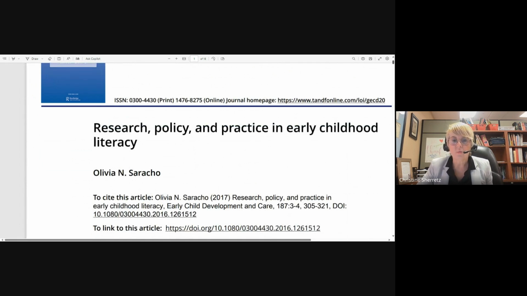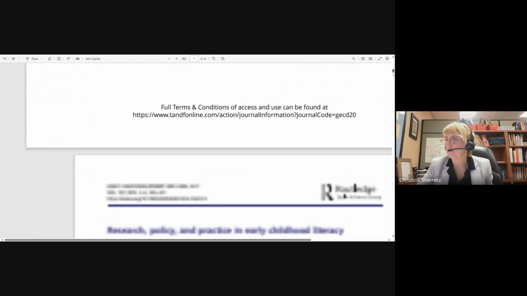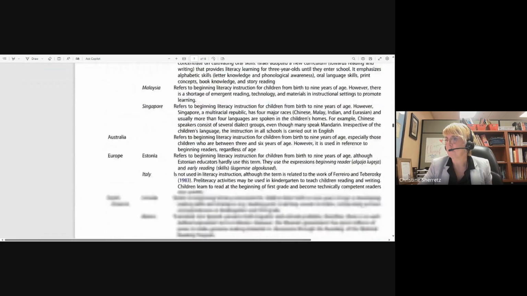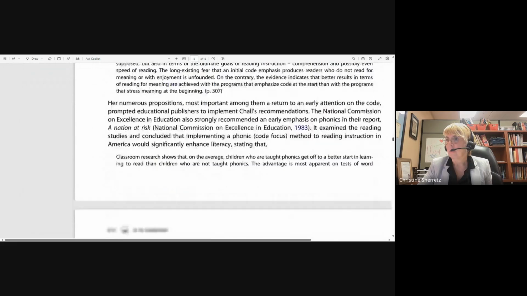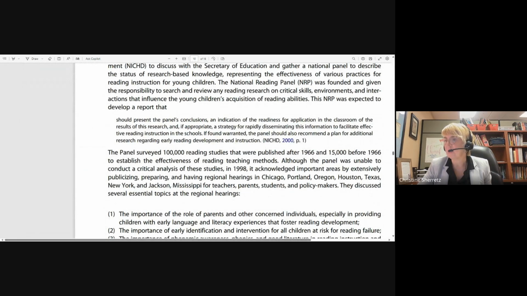So this article, and I'm going to enlarge it, gives you all the different research and policy related to emergent literacy. It kind of gives you that historical context, and there are a couple of things that I want to point out to you. The first one is on page 313, so I'm going to skip over to that. Okay, on page 313, it talks about the National Reading Panel.